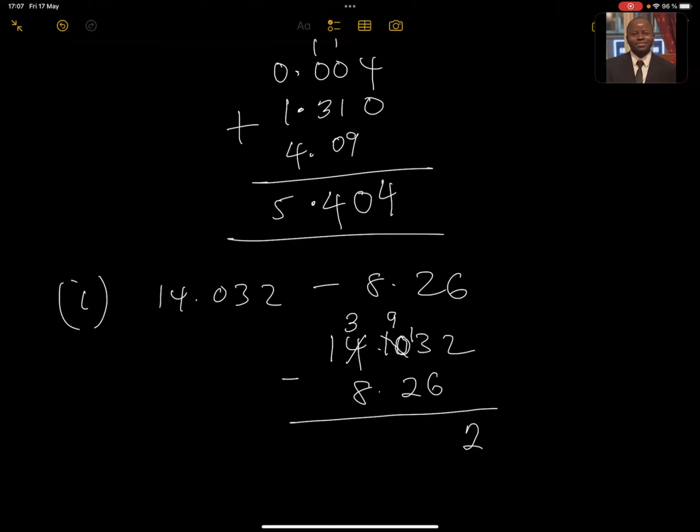Now you can comfortably say 13 minus 6. When you subtract 6 from 13, you are going to get 7. I hope that is correct. Now 9 minus 2 gives again 7. Put your point where your point is going to be.